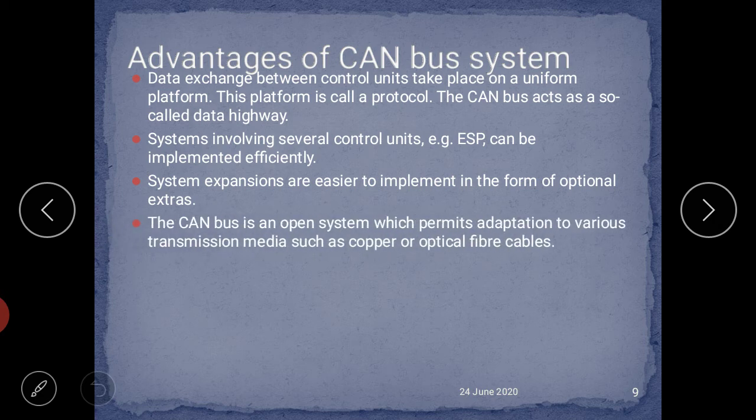Now the fourth one, the CAN bus is an open system which permits adaptation to various transmission media such as copper or optical fiber cables. So if I have a single unit and single wire, my use of wire is limited. In that case, I have to use a copper wire. But in the CAN bus system, I can use either copper wire or optical fiber wire. Accordingly, the cost plays a very vital role in this case.